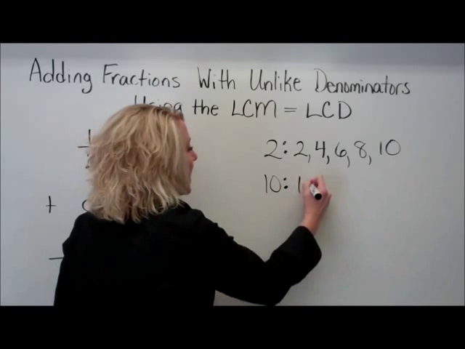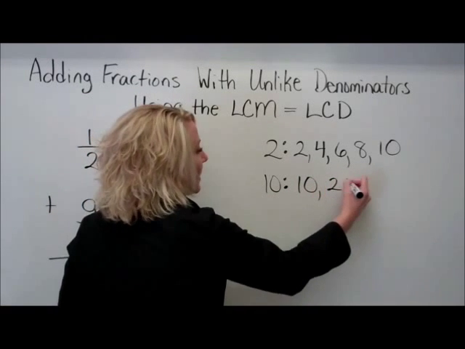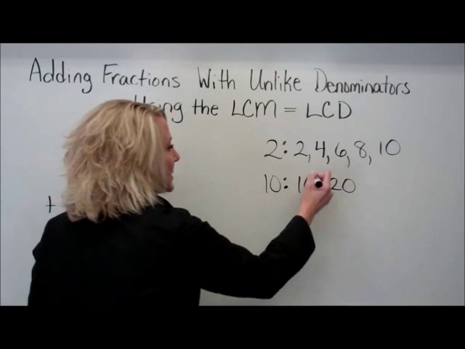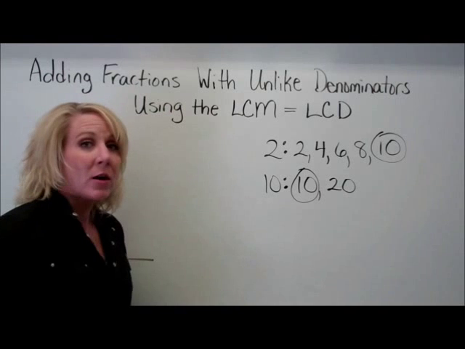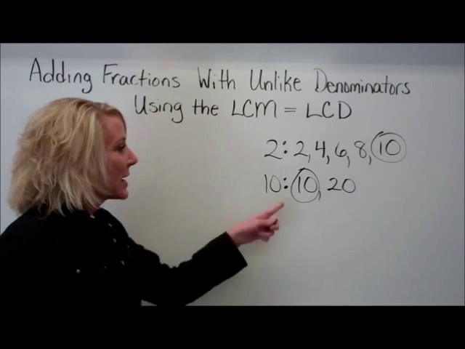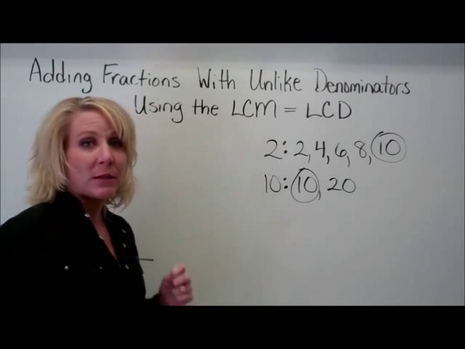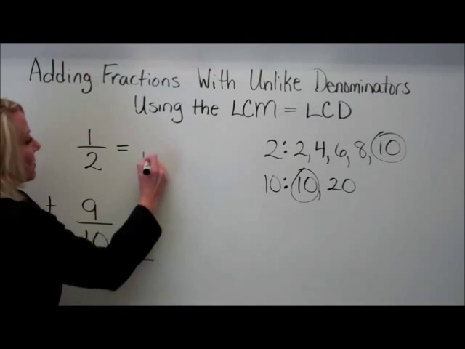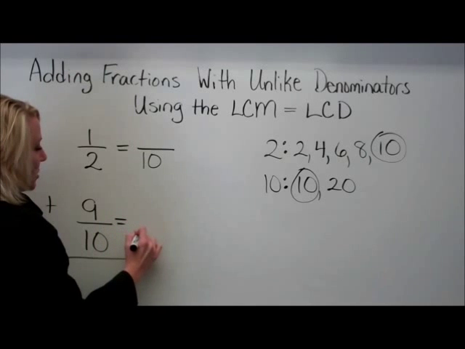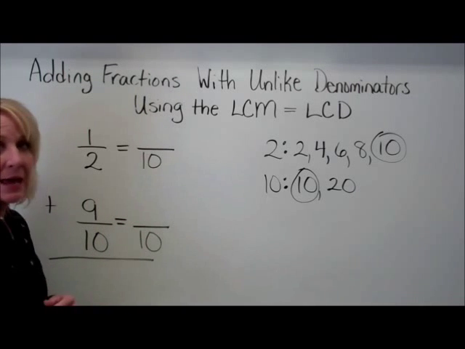10 times 1 is 10, 10 times 2 is 20. I need not go any further because I can see that the least common multiple that 2 and 10 have in common is 10. So that's what I'm going to use as my new common denominator. So I come back to my problem and I make equivalent fractions using my new common denominator, which is 10.